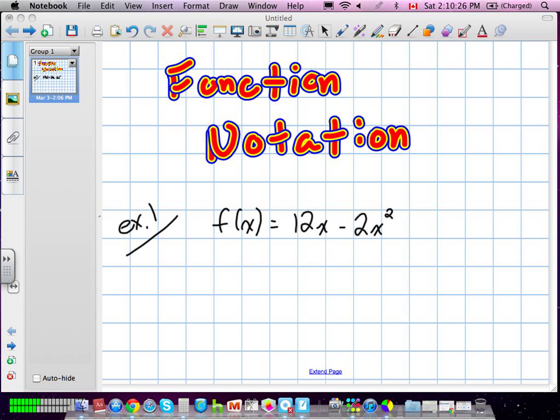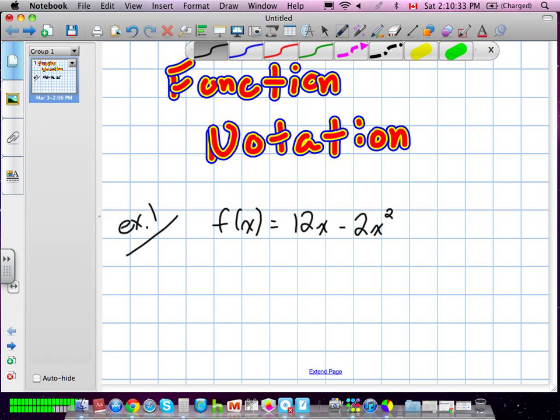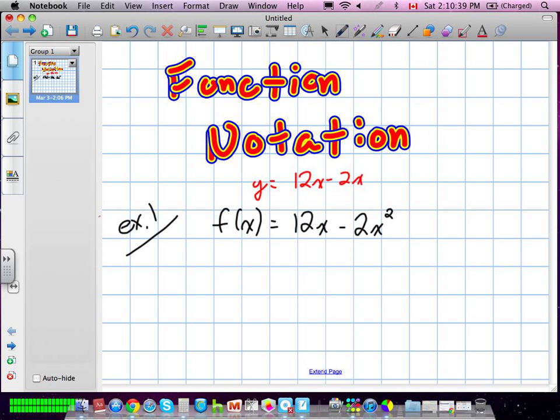Okay, so we're going to go over function notation. First off, function notation is a little different from what we're used to seeing. This question, when you go to graph it, still pretty much means y equals 12x minus 2x squared. This would be a quadratic function because we have an x squared.